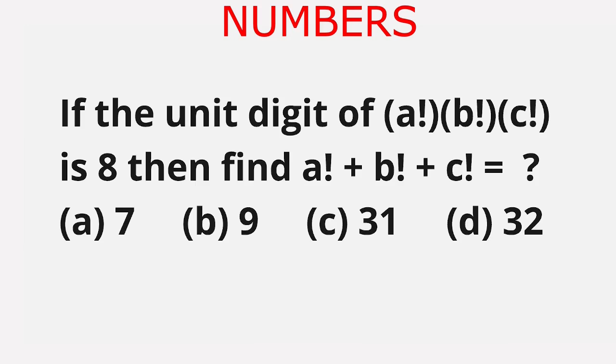Our question is, if the unit digit of a factorial multiplied by b factorial multiplied by c factorial is 8, then find a factorial plus b factorial plus c factorial equal to. The given options are option A 7, option B 9, option C 31, option D 32.